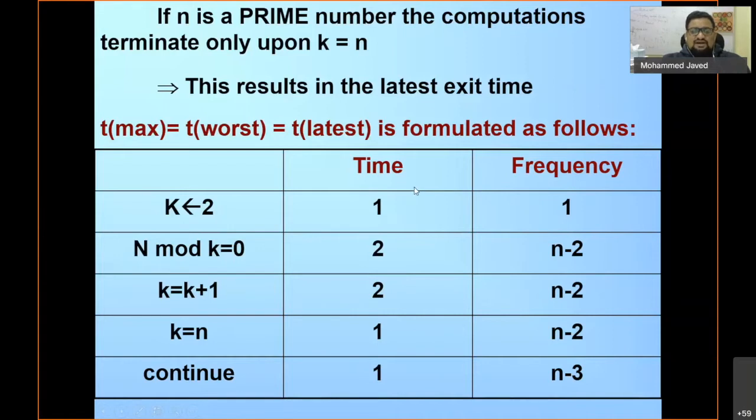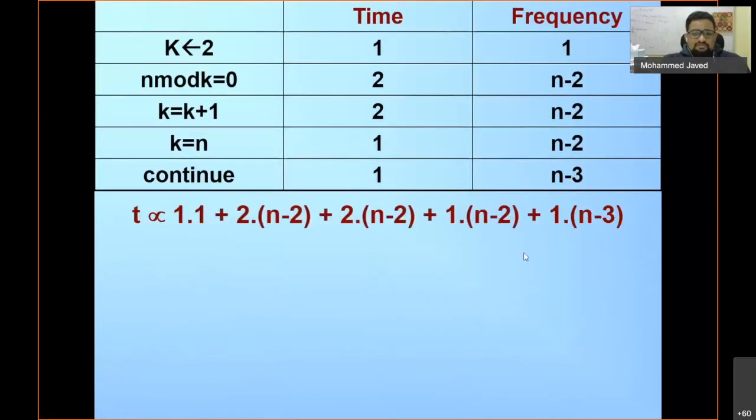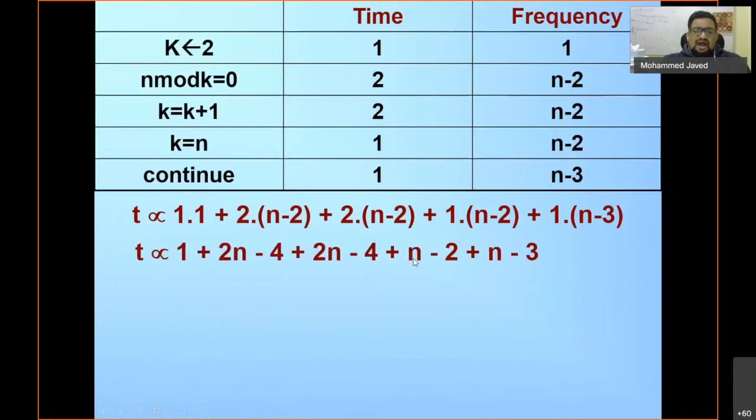Now, as we had seen in lecture 2, we will simply multiply this time into frequency and come up with the equation, right? So now let us see how we can multiply this time into frequency here. 1 into 1, 2 into n minus 1, plus 2 into n minus 2, 1 into n minus 2, 1 into n minus 3, and simply do simple calculation.